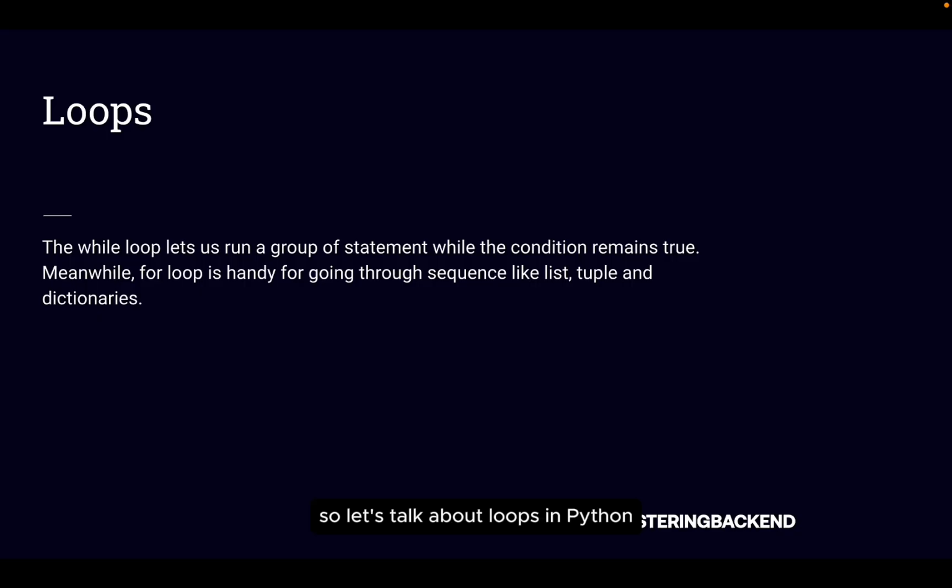So let's talk about loops in Python. Loops help us execute a group of statements in our script as long as a certain condition is true, or whenever we need to iterate over a list of items and have access to each of the items in the list and use them in our code. So we have the while loop and the for loop.